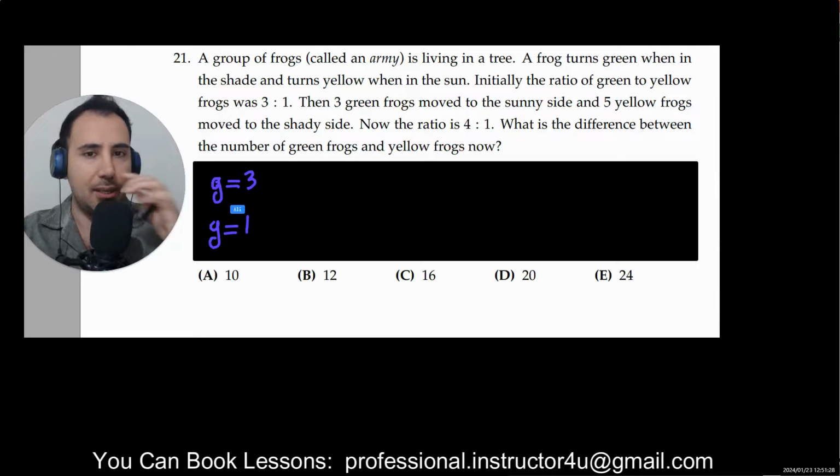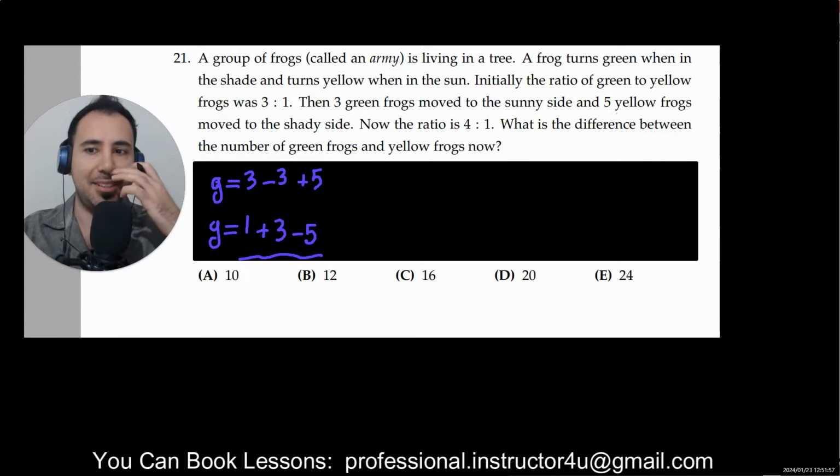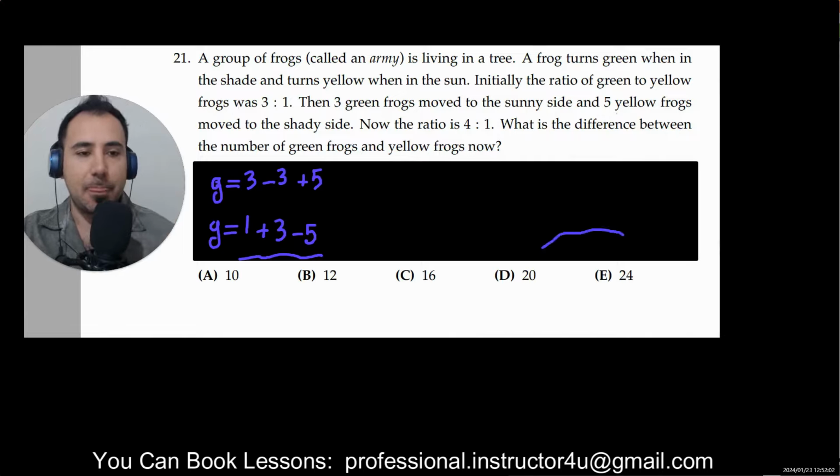Here it says 3 green frogs move to the sunny side. So green is going to be minus 3, and this one is going to be plus 3. And then here it says 5 yellow frogs move to the shady side. So yellow will be subtracted by 5, and this will be plus 5. But is this possible? Can we have -1 yellow frogs? No.